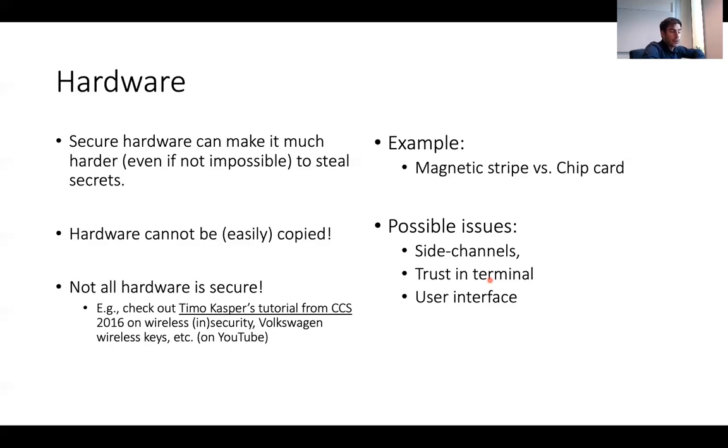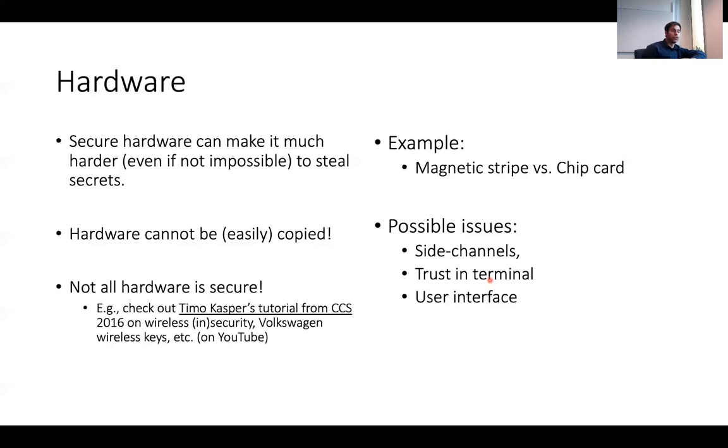Of course, not all hardware is secure, and there have been lots of attacks against all sorts of hardware tokens: car keys, hardware tokens to open garage or other doors. There is a very interesting and entertaining tutorial, and there is a link at the end of the slides. If you're interested in hardware security, you might want to watch this very entertaining talk by Timo Kasper, a German researcher who has done a lot of research on the security of hardware tokens.